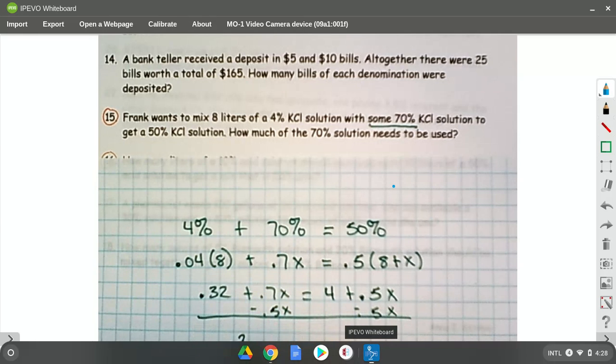Now I have 2/10 plus equals 4. And remember your decimals there. So when I subtract that 32, I have 0.2x equals 368.